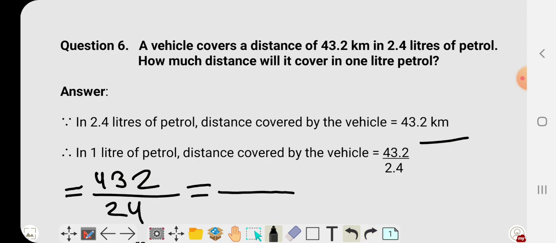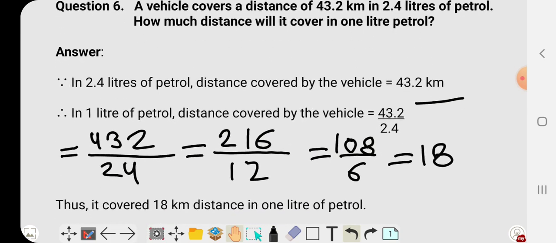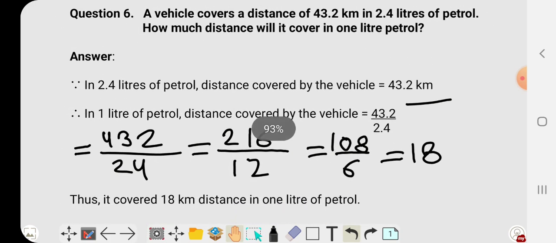Now cancel these numbers by 2. 2 2s are 4, 2 1s are 2, then 12, 2 6s are 12, 2 1s are 2, 2 2s are 4. Is it divisible by 12? Let's divide by 2 again. 2 1s are 2, 1 is not divisible by 2, we will write 0, then 2 8s are 16. Now 2 6s are 12, and finally we will get 18. In this way you have to show this calculation also that I have shown here. Thus it covers 18 kilometers distance in 1 liter of petrol.